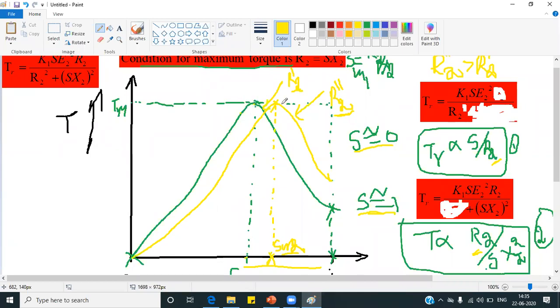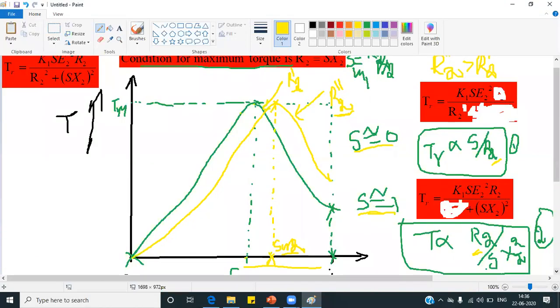You compare these two characteristics, the green line and yellow line. What has changed? The only change is the position at which maximum torque occurs. But is the value of maximum torque changing? The maximum torque is constant. The maximum torque value doesn't change. What is changing? Only the position at which maximum torque occurs. So that is the point which I want to say.